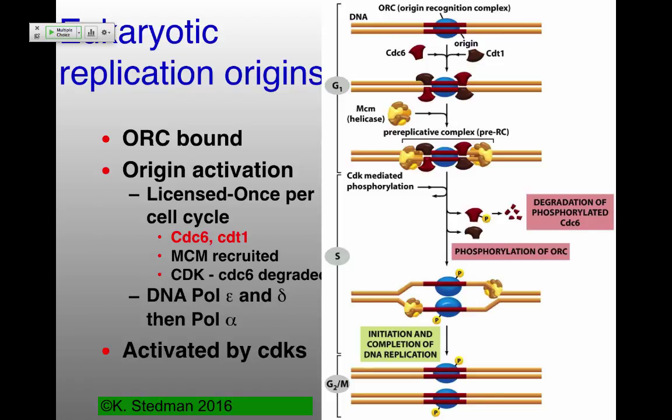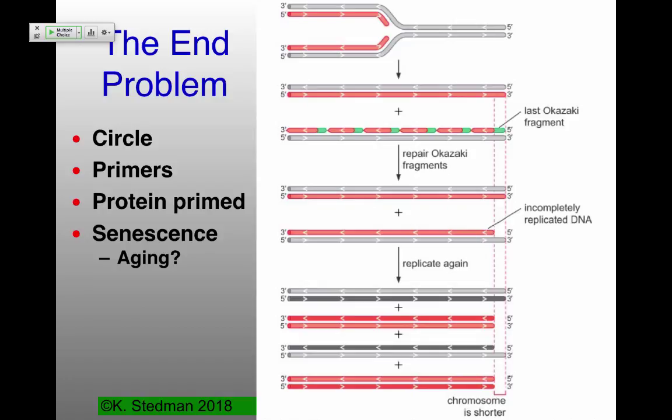OK, so now we talked about the beginning. What about the ends? I mentioned this a little bit already. If you have a linear chromosome, which we do, how many chromosomes do we have? Depends if you got them haploid or diploid. It turns out that we have lots of different numbers. But we have all of these linear chromosomes. What's a problem with a linear chromosome?